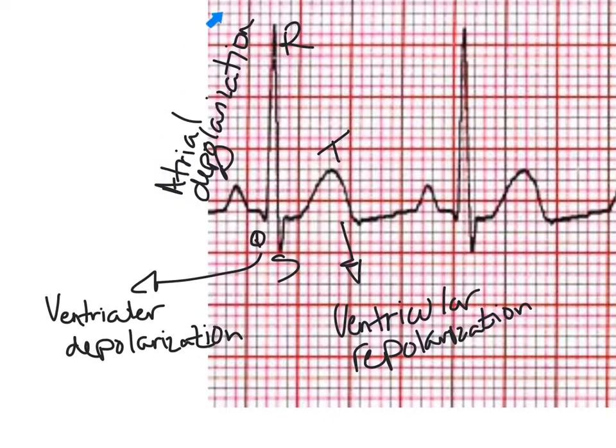My P wave means atrial depolarization. I'm preparing those chambers, the atria, to contract in a little bit. My QRS complex is ventricular depolarization, so I'm preparing the ventricles to contract in a little bit. And my T wave means ventricular repolarization. So I'm resetting the ventricles to get ready for another cardiac cycle that will happen soon, as we see it right there. Okay, so those are my basic waves. You have the P, the Q, the R, the S, and the T wave.